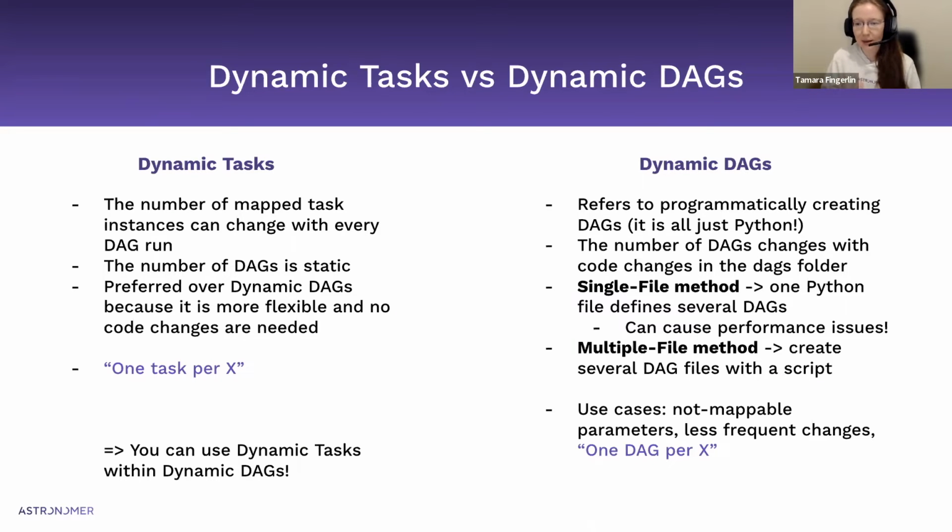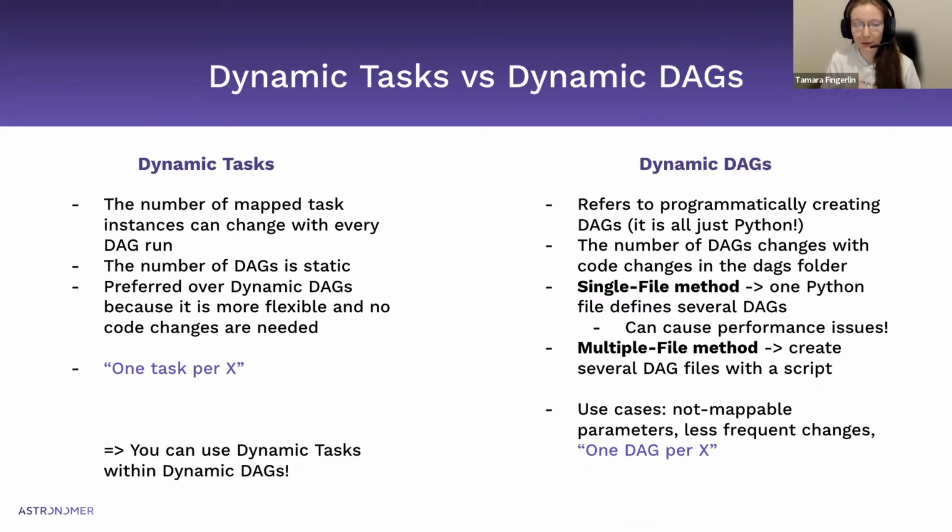And the use cases are mostly if you need to map over not mappable parameters, or if you need to have some dynamic function, or if the changes to your DAGs are less frequent. So whenever you're thinking, I really would like to have one DAG per X, one DAG per input to my pipeline, or one DAG per sub pipeline, then you might be looking at dynamic DAGs. And shameless plug, we have a concept guide on our docs site on dynamic DAGs too.